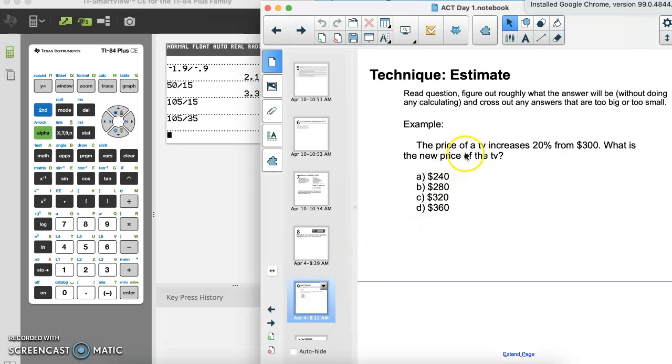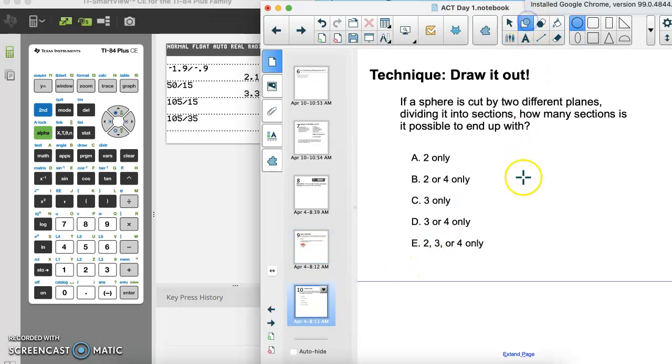For example, if you know that the price of a TV increases by 20% to 300, we already know that it's not going to be the one smaller because it's increasing, right? And then 10% of 300 is 30, so 20% would be 60. So we can kind of go on and say that that would be D.